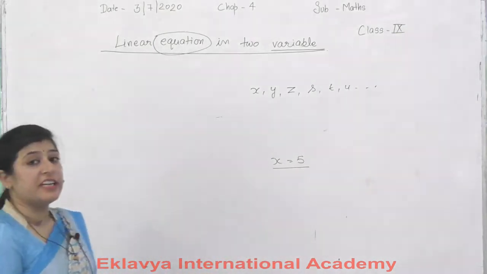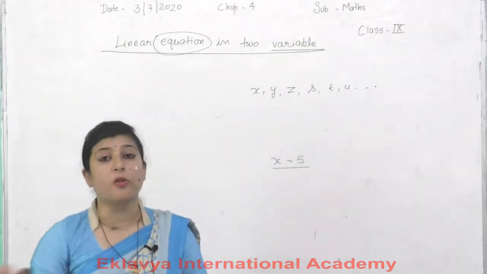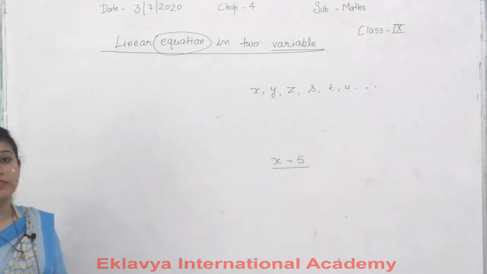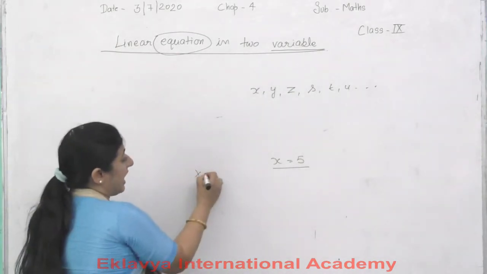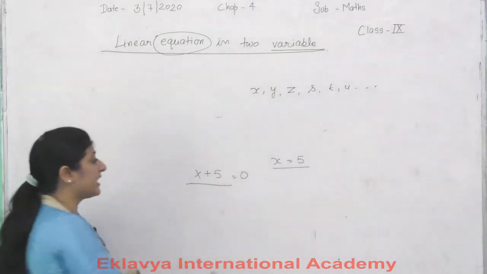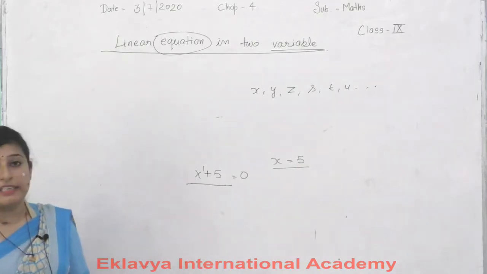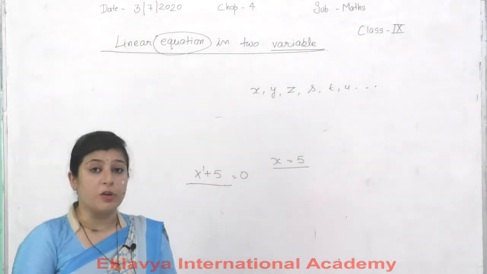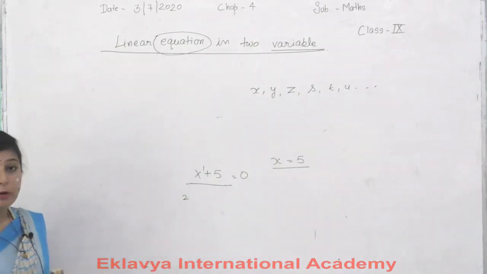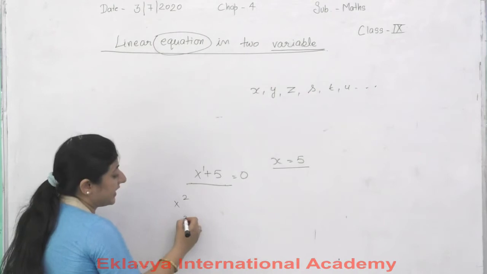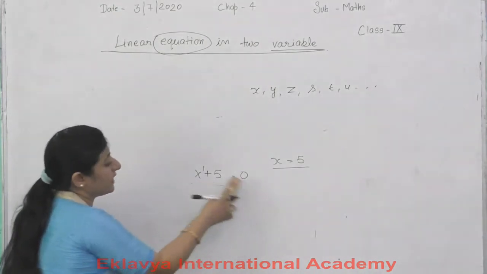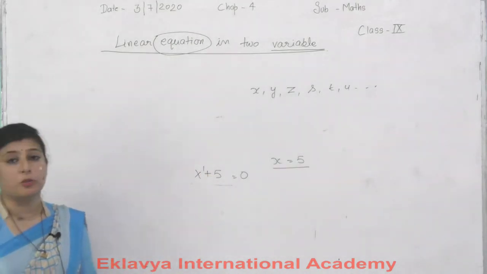Now see linear. What is the meaning of linear? We will recall the polynomial chapter. In polynomials we studied the linear polynomial. What is a linear polynomial? Any polynomial whose highest degree of any variable is 1 is called a linear polynomial. If the degree is 2, that is a quadratic polynomial. If the degree is 3, that is a cubic polynomial. In this chapter we discuss only degree 1, that is, linear polynomials.